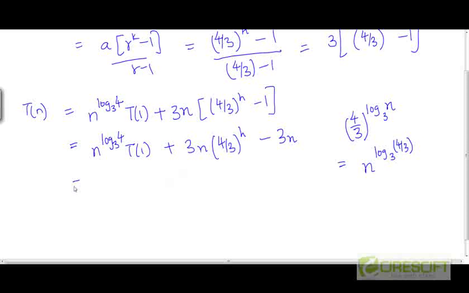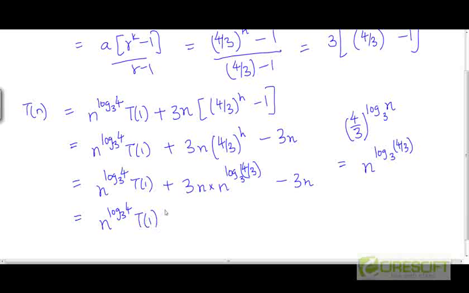So T(n) becomes n to the power log of 4 base 3 times T(1), plus 3 times n multiplied by n to the power log of 4 by 3 base 3, minus 3n. Now we can add 1 to the power of n here. So adding 1 is going to make it n to the power log of 4 base 3 times T(1) plus 3n. The power of n will be log of 4 by 3 base 3 plus 1.